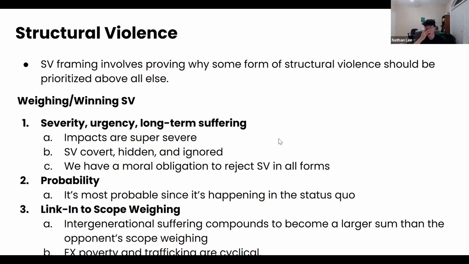Okay, so Hooper asks, when you're running a framework, are you supposed to weigh based off the framework and not your impacts? So no.